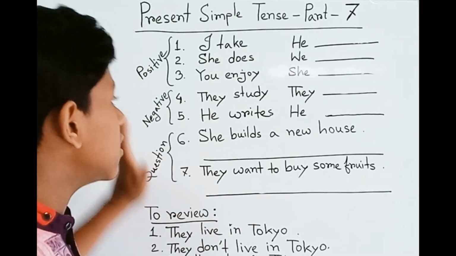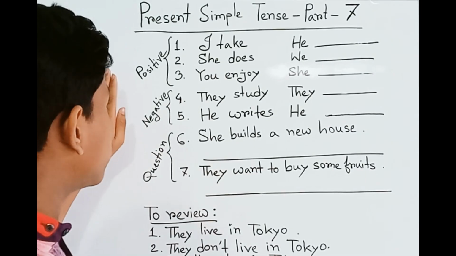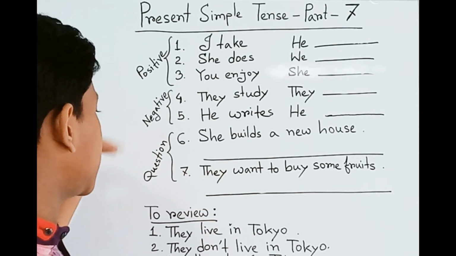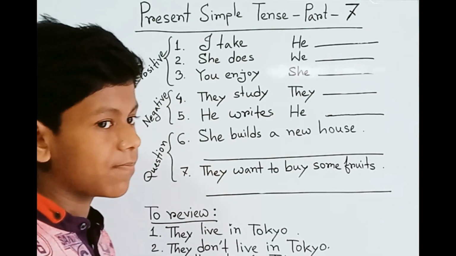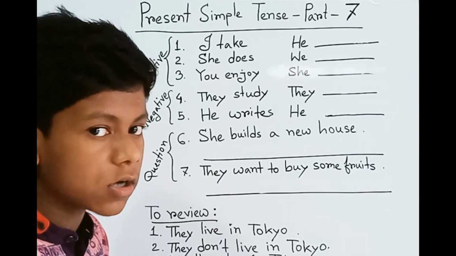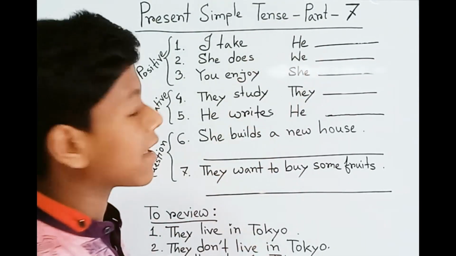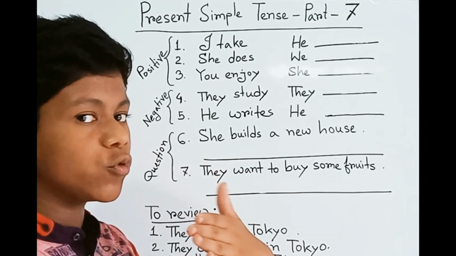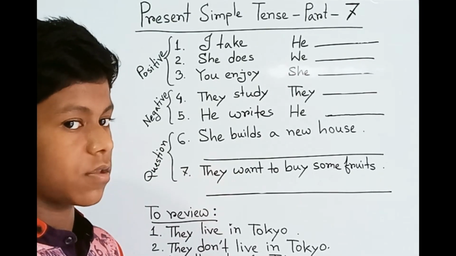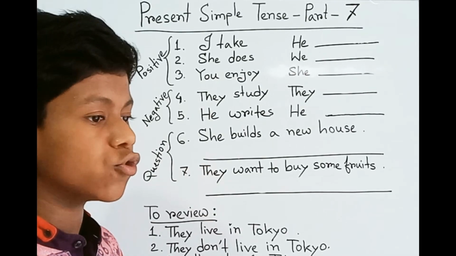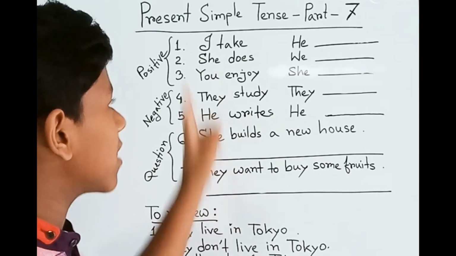Okay, so here in this practice section, there are 3 parts: positive, negative, and question. This time we can start from positive. In the positive part, there are three examples and 3 fill in the blanks. We have to complete the blank and put the word. It indicates what we have learned in the previous parts. So today we will test our brain, how we have learned present simple tense.